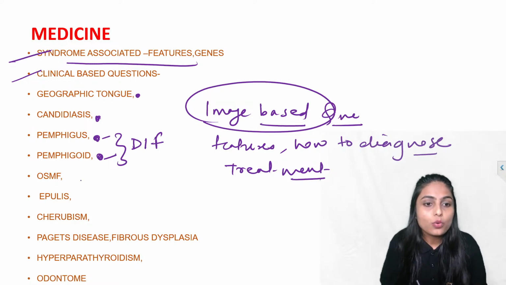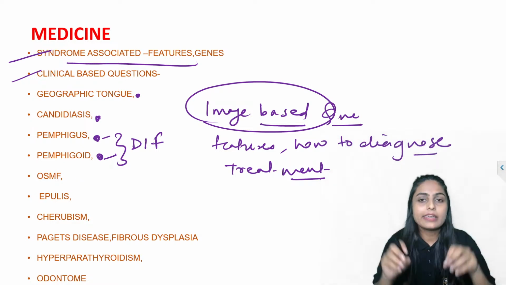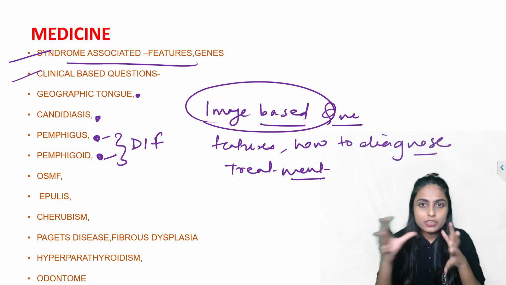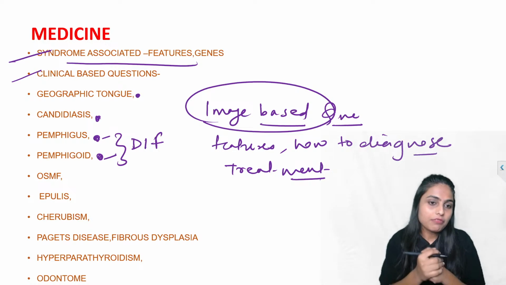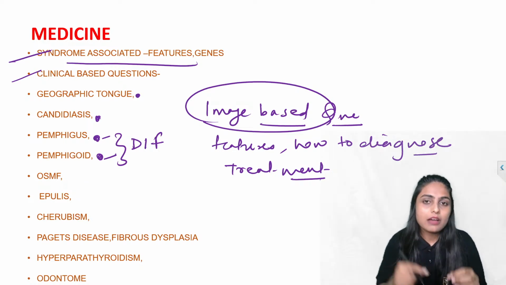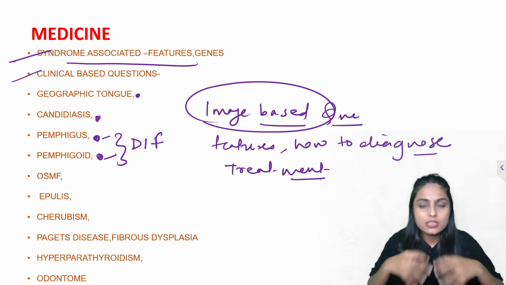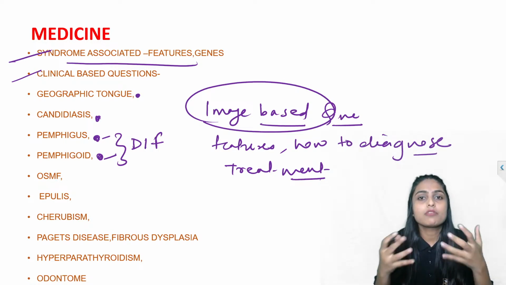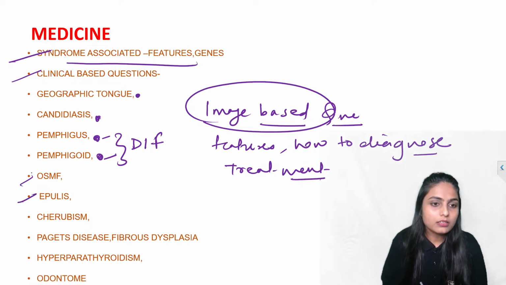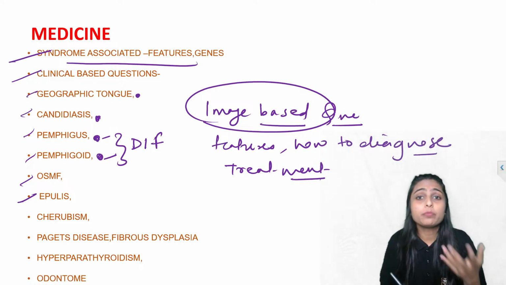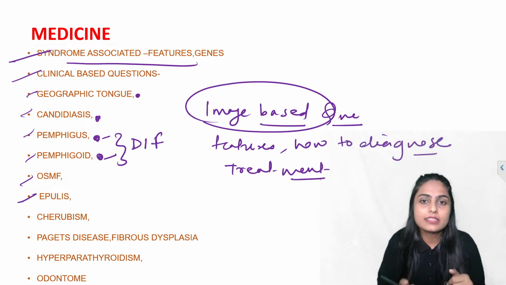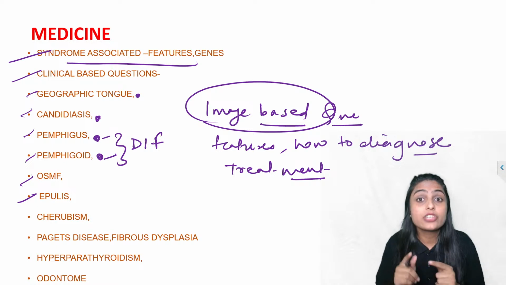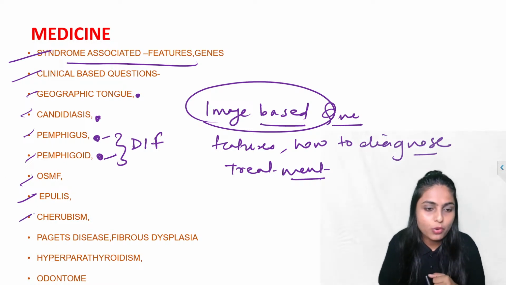Next, OSMF-based clinical questions. They can give you features like reduced mouth opening, blanching, and everything. Epulis: we have a growth on the gingiva. We have discussed different types of epulis. Next, we have cherubism. This year only, in May, INI-CET asked one question based on cherubism, so cherubism is very important.